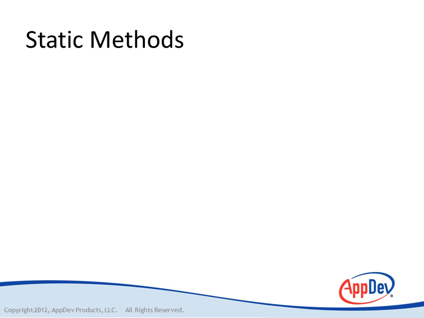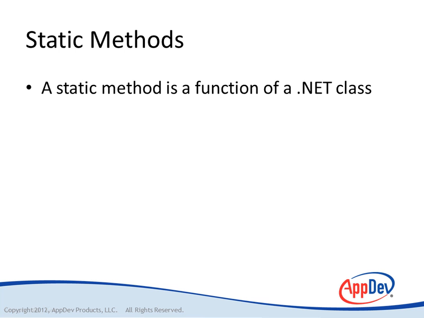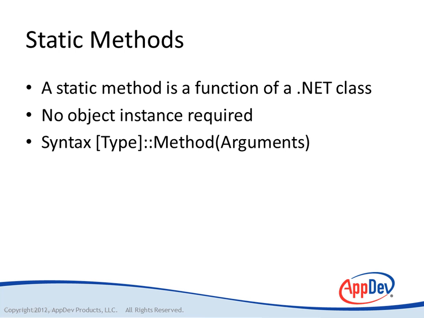Now, it's worth pointing out that there's a lot of stuff in the .NET framework that you can use from PowerShell that does not necessarily require you to actually create an object. A lot of the .NET classes contain what are called static methods, and a static method is a function of a .NET class that you can call without having to create an object. So new object isn't required, and you don't need an object instance. And the syntax for this is very simple. You take the type enclosed in square brackets and then use two colons followed by the method and the arguments list.